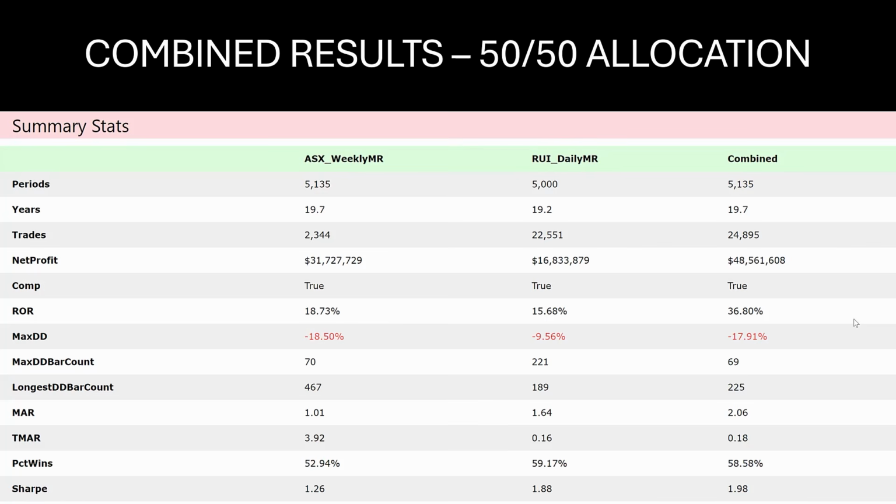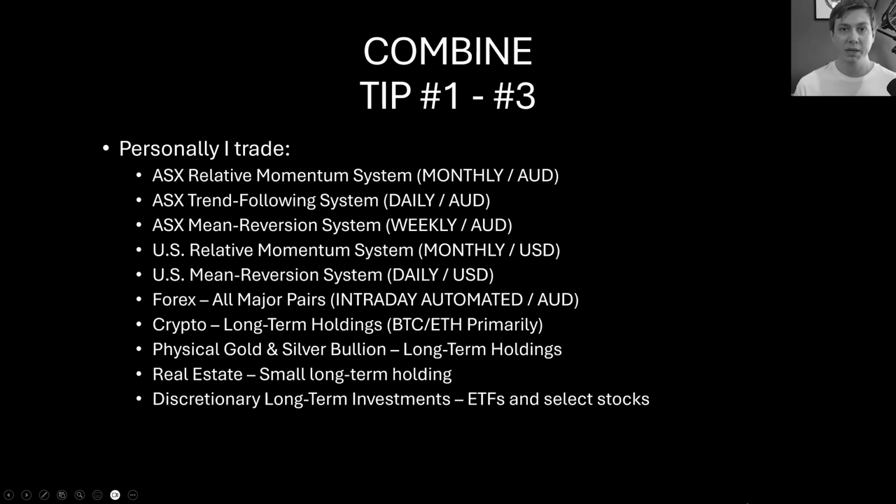I mean, I just trade two different systems and I've already halved my drawdown nearly and increased my rate of return to a very healthy 36%. Now, theoretically, I've backtested them rigorously. I know they're very robust. And so healthy returns there. So the best way to mitigate drawdowns is to combine tips 1 through 3.